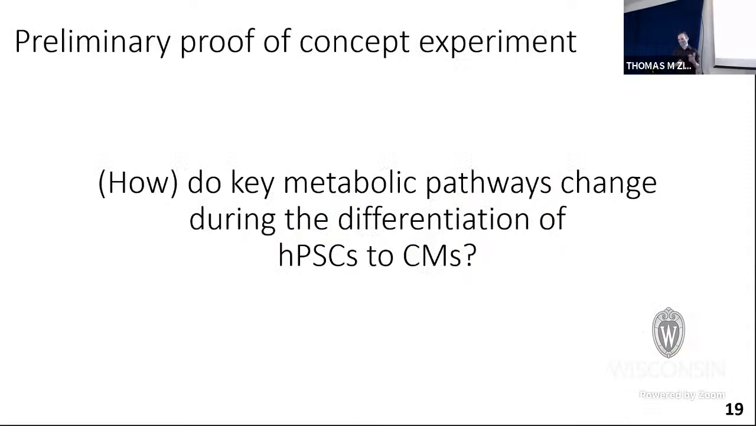So I'll go to a proof of concept experiment that I initially performed probably over 2 years ago now. We first asked the question, how or do key metabolic pathways change during the differentiation of stem cells to cardiomyocytes? Obviously we know a lot about stem cells and a lot about cardiomyocytes, but it wasn't really known as well what's going on in the changes here, particularly in metabolic pathways. So we wanted to see, are these actually changing? We know the starting point and the ending point are different. We don't necessarily know how they change. Is it just a linear change over time?